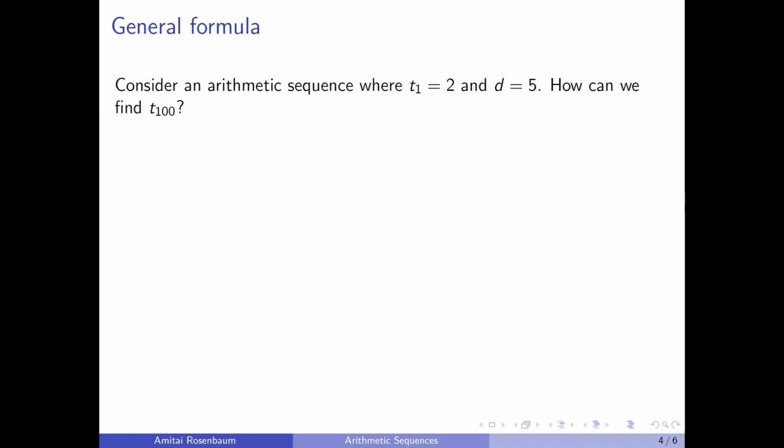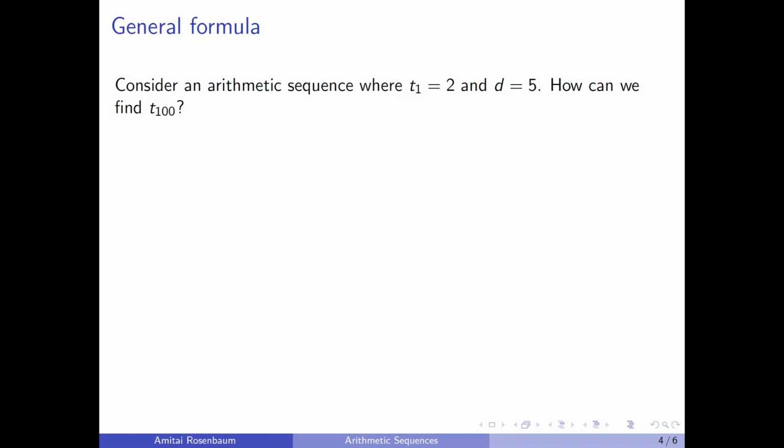Okay, now let's consider this problem. We know our first term is T1 = 2, and we've got a common difference of 5, d = 5. So what happens if we want to find what the 100th term of the sequence is? Obviously, we can find it by finding T2. So T2 would be 2 plus 5, which is 7. And then finding the next one. So T3 would be 7 plus 5, which is 12. And keep doing that 100 times. But it's going to take a while and it's quite impractical. So we want to find a better way of doing this.